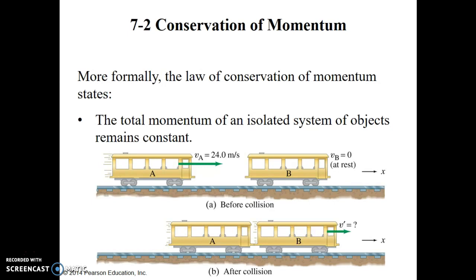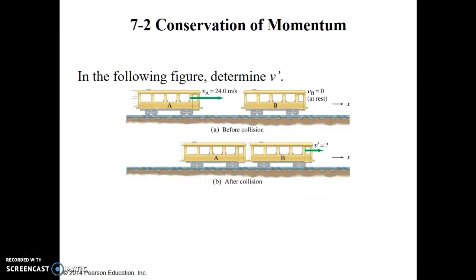So let's look at this picture here. And let's talk about the velocity before and after the collision. Now you have car A on the left, which is moving to the right at a speed of 24 meters per second, and car B, which is not moving at all. We'll assume for this example that both cars are exactly the same mass. Well then, when they collide, they're going to couple and they will move forward together at the same velocity. We're going to call this velocity v prime.